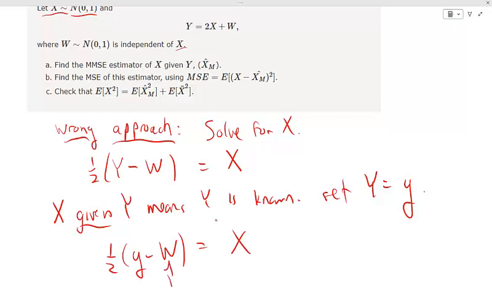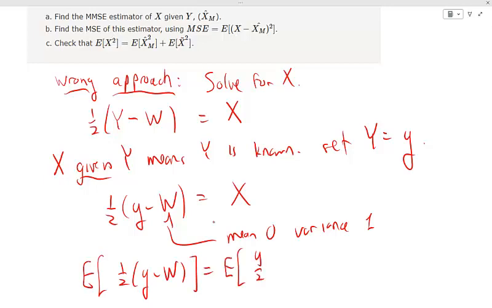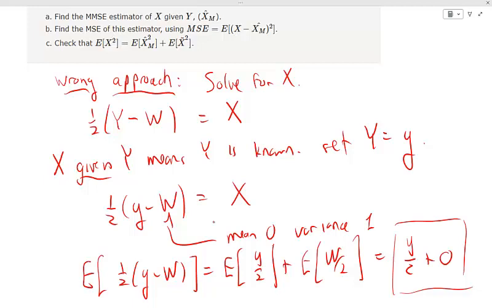And what I said was that w is mean 0, variance 1. So if I take the expected value of the left-hand side, that's going to be equal to the expected value of y over 2 plus the expected value of w over 2. Well, the expected value of y over 2 is just y over 2, and this is plus 0. So my answer was this, because the MMSE estimator is the expected value.